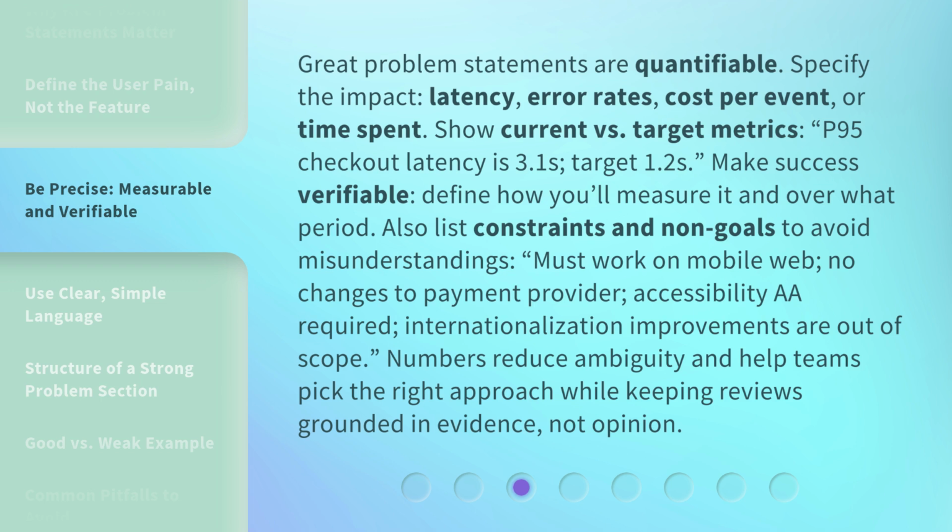Also, list constraints and non-goals to avoid misunderstandings. Must work on mobile web. No changes to payment provider. Accessibility AA required. Internationalization improvements are out of scope. Numbers reduce ambiguity and help teams pick the right approach while keeping reviews grounded in evidence, not opinion.